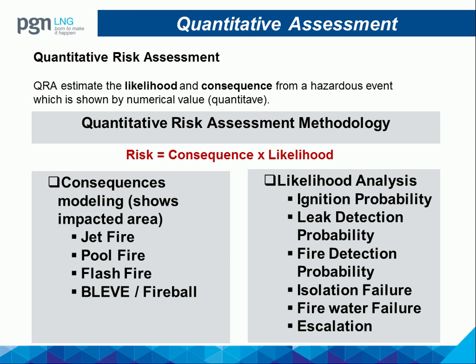And then the quantitative risk assessment is basically to estimate the likelihood and consequences from a hazardous event, which is shown in this case by numerical values. So that's why it got the name quantitative. Risk again is consequences times likelihood. So in the QRA, we see consequences modeling, like a jet fire, how far the jet fire would reach, a pool fire, how big the area would be from the pool, or if it's a flash fire or fireball, how big the fireball would be.